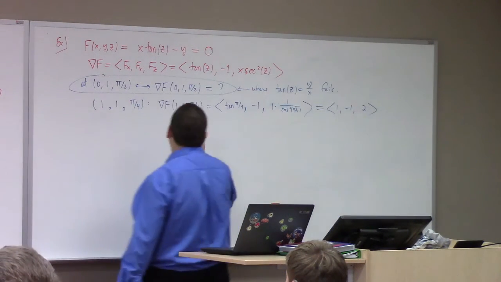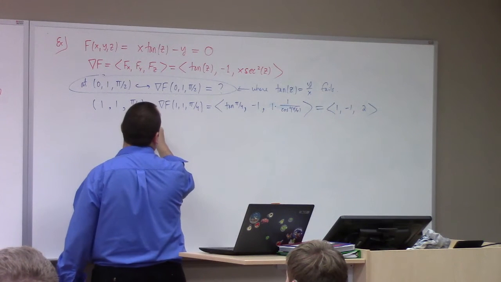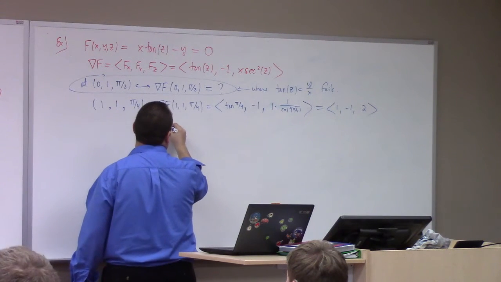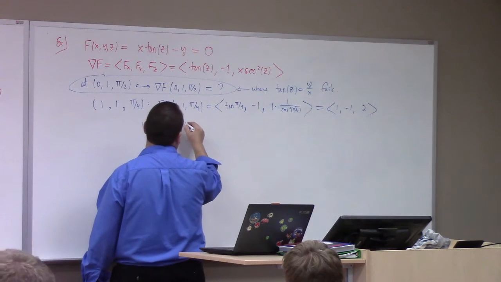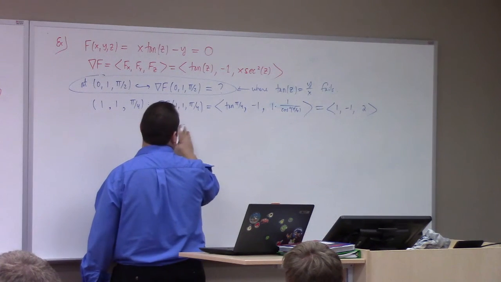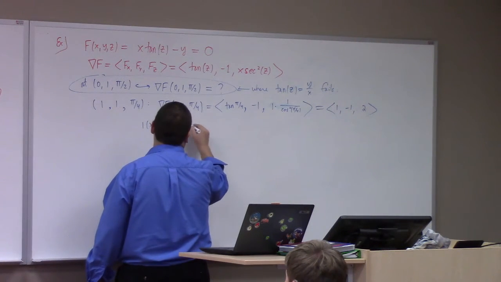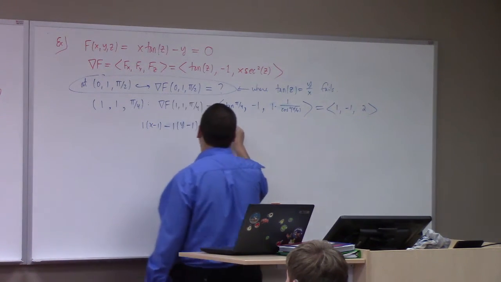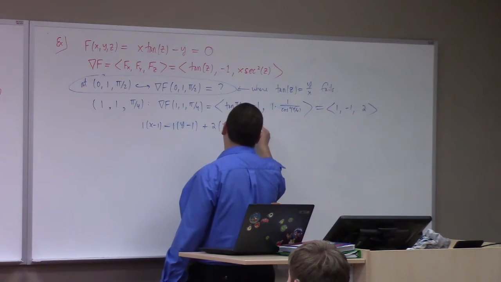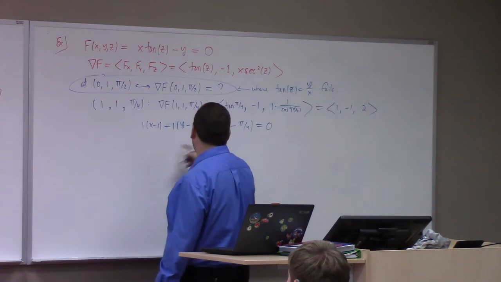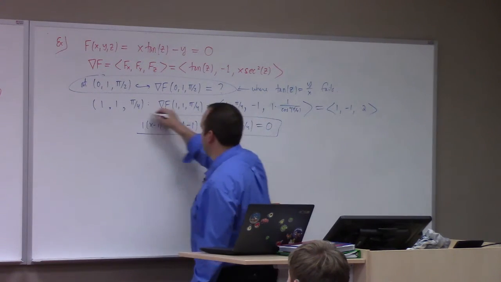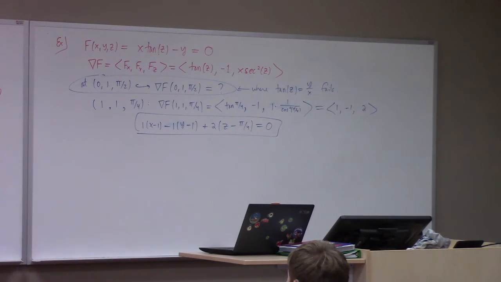And so then the equation of the plane would be what? It would be 1 times x minus 1, minus, what was that, minus 1 times y plus 1, y minus 1, plus 2 times z minus pi over 4 equal to 0. That's the equation of the tangent plane at the point in question we just worked out. Does that make sense?